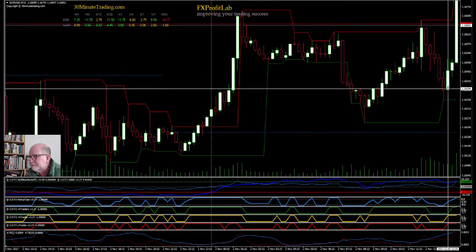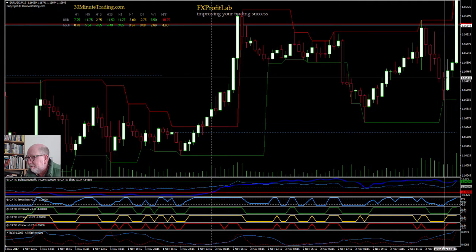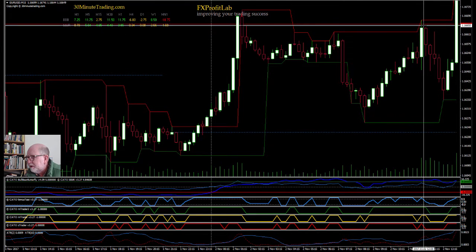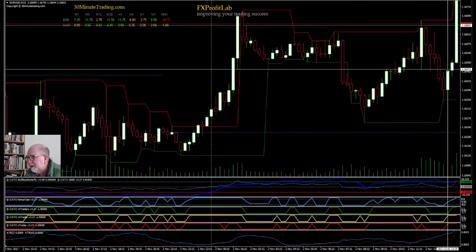So with my indicators, I would have been cautious about going short at this level. It was a brave, bold move. And it would have actually given you a certain number of pips, but you would have needed to be ready to take the trade off the table once you moved into profit and once you got an indication that it was going the other way.